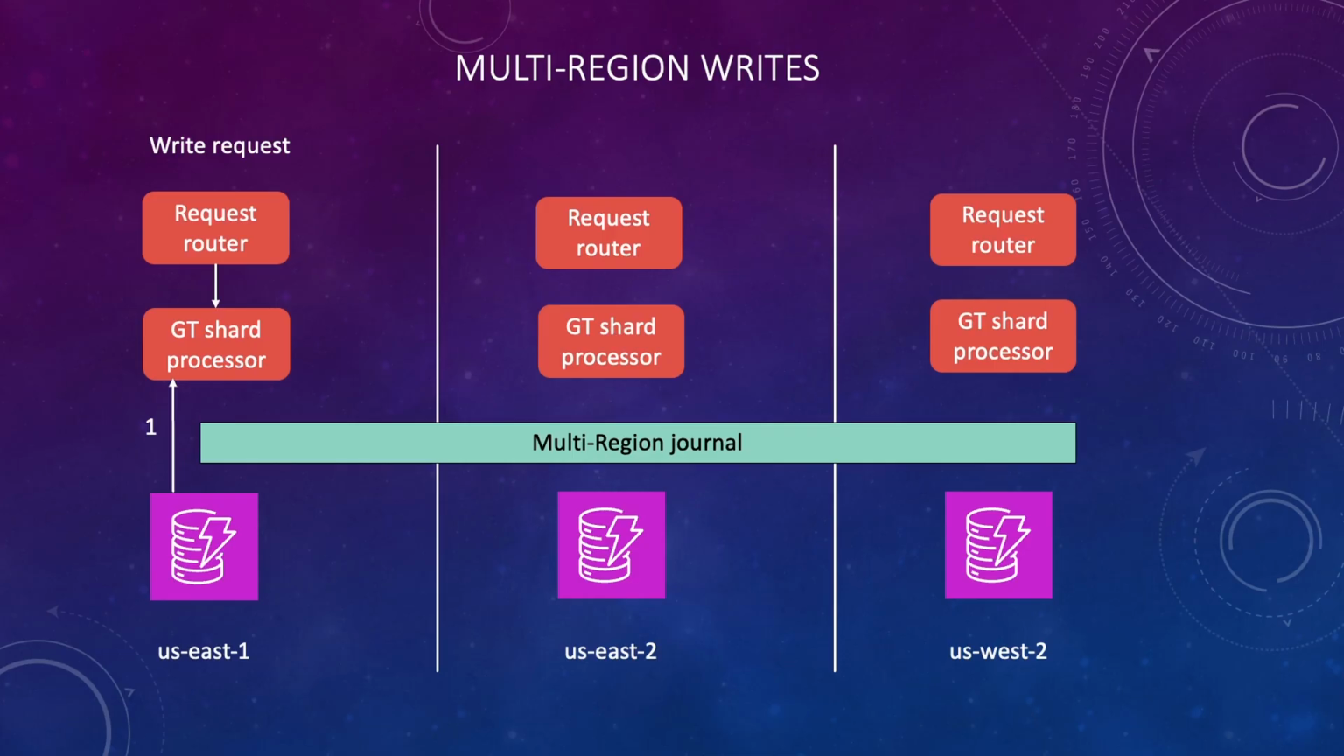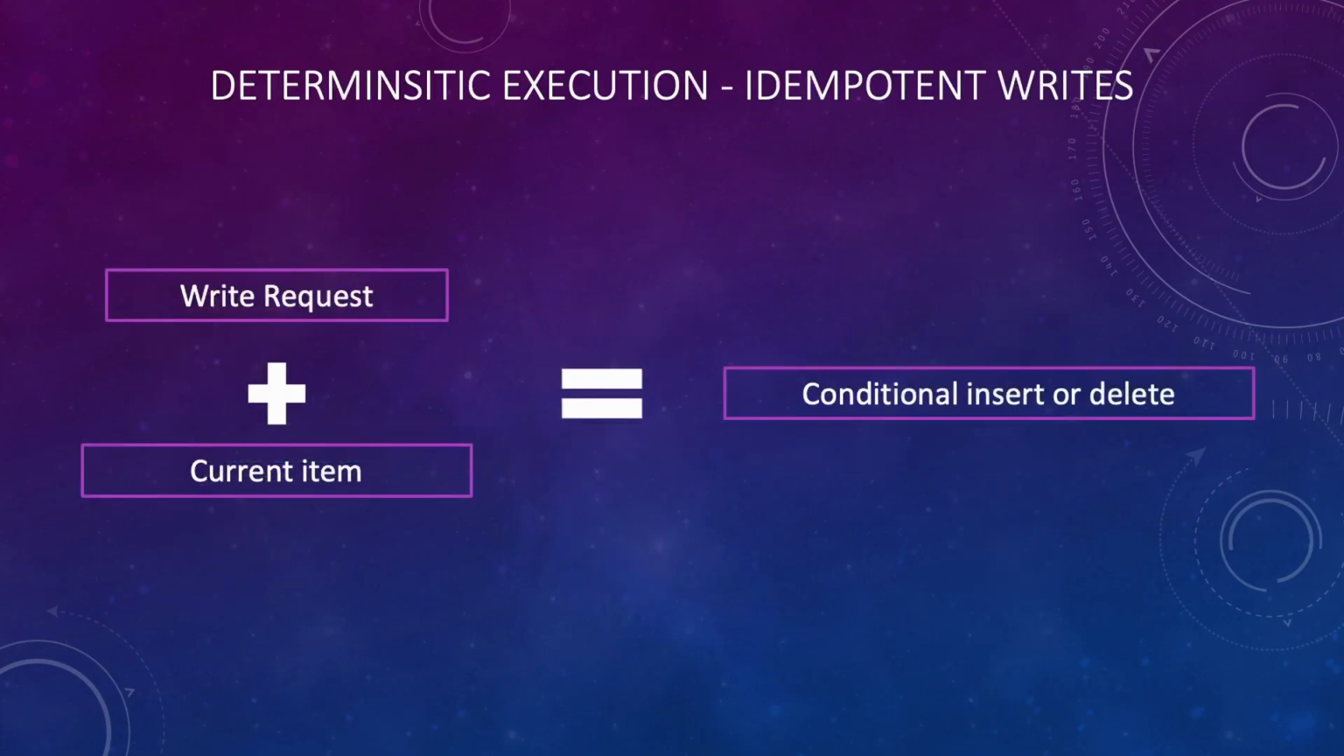There's a global table shard processor which is basically responsible for a set of keys for a given table. It reads the latest version of the item from the DynamoDB table, generates a log entry, appends it to the multi-region journal. And the multi-region journal gives a callback to all three regions saying, hey, I've applied this new update for this item. The GT shard processor then tries to write it to the DynamoDB database. If it's successful, then it would return back a success to the customer. If it is not, then it would return an error to the customer.